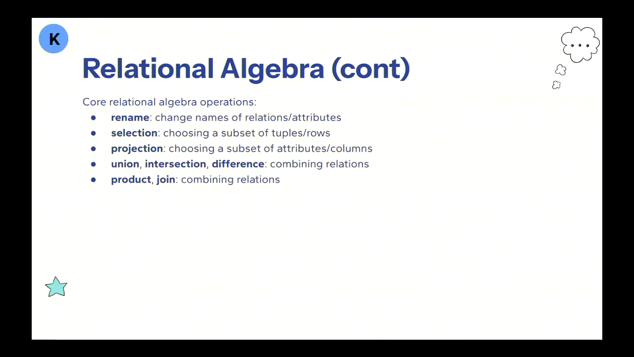The core relational algebra operations we are going to learn are rename, which is used to change the names of relations or attributes; selection, which is to select a subset of rows or tuples; and projection, which is used for choosing a subset of attributes or columns. We are also going to learn some set operators like union, intersection, and difference, which are used to combine relations. We are also going to learn product and join, which are used to combine relations as well. Some common extensions for relational algebra are aggregation, projection plus plus, and division. We are going to learn division today, but we are not learning the mechanisms of aggregation and projection plus plus.